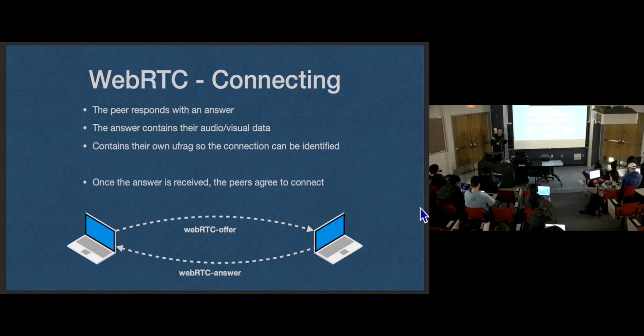Kind of like we just said, the client might have multiple WebRTC connections. Of course, they're going to be on different IPs and ports. But here's my ufrag. And now we have agreed to connect, and we can start streaming audiovisual data back and forth. So that's what needs to happen.